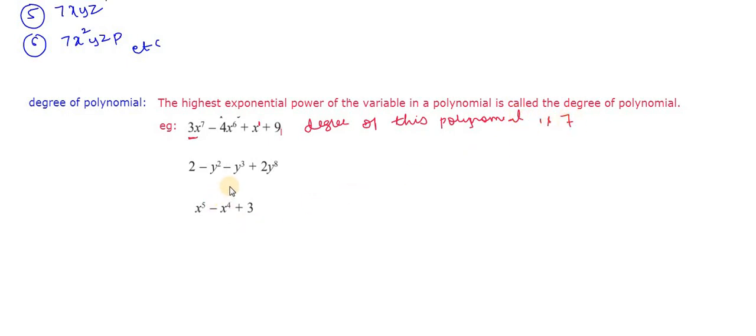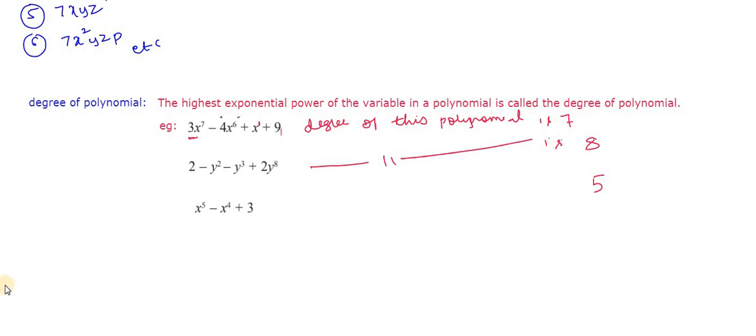Okay, what about in this case? Here also, what is the degree of this polynomial, what is the highest exponential power? Is it 2, 3 or 8? Yes, of course it is 8. So the highest exponential power is 8. And what about in this case? x power 5 minus x power 4 plus 3. What is the highest degree of exponent? It is nothing but 5, right? So the degree of this polynomial is 5. I hope you understood.